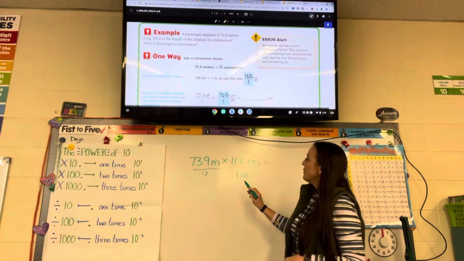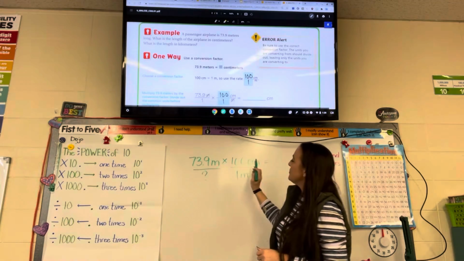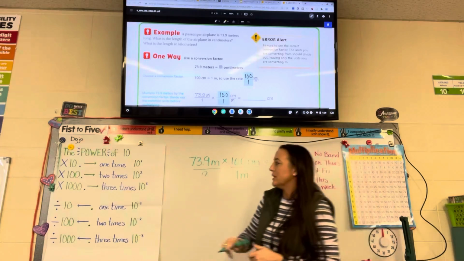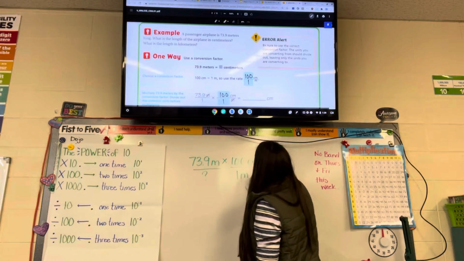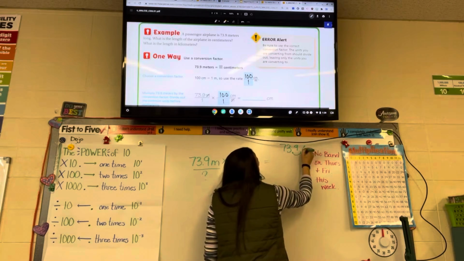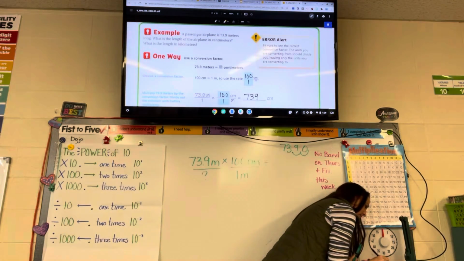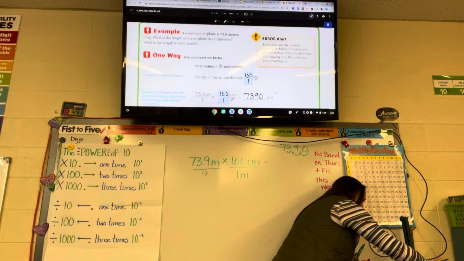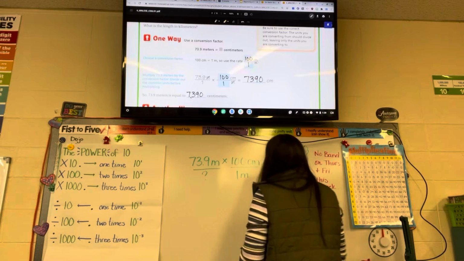And this will give us our missing number. Okay? So when you multiply 73.9 times 100, the decimal point goes to the right 2 times. So 73.9 becomes 7,390. So 73.9 meters, or 73 and 9 tenths meters, is equal to 7,390 centimeters. Okay?